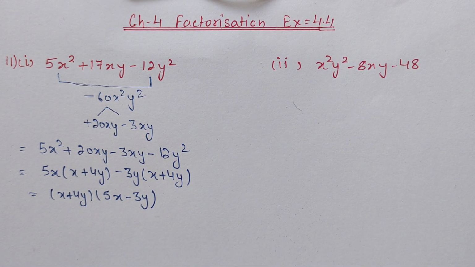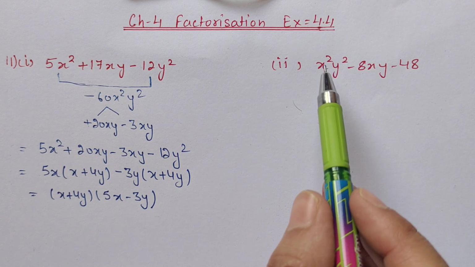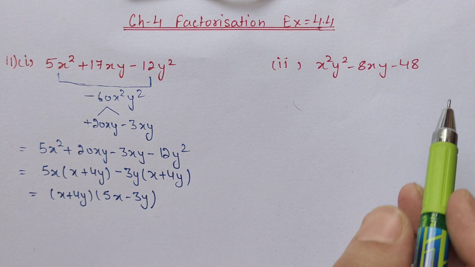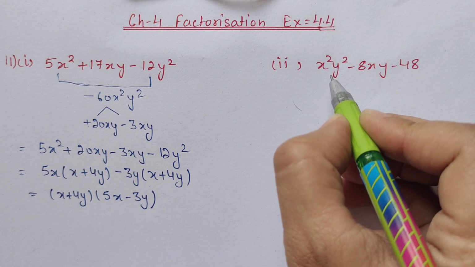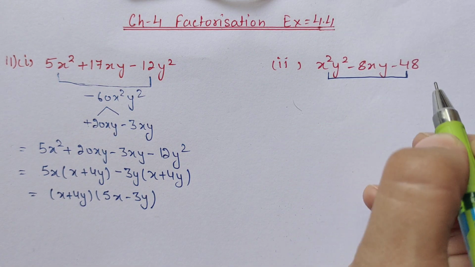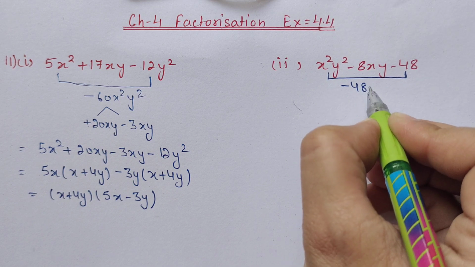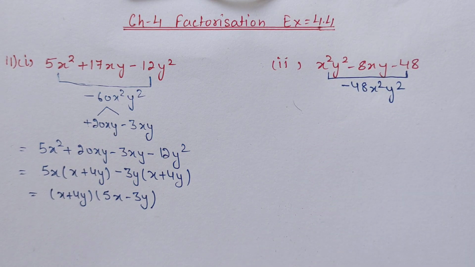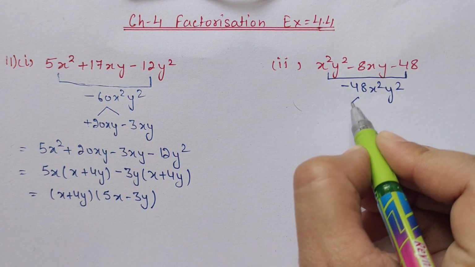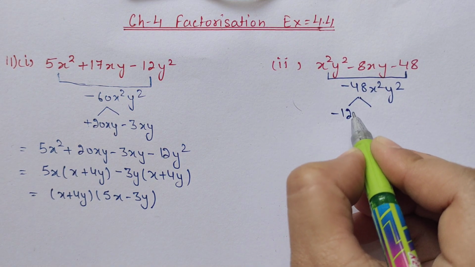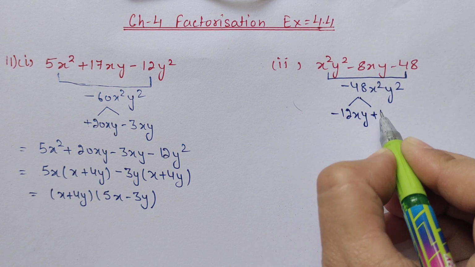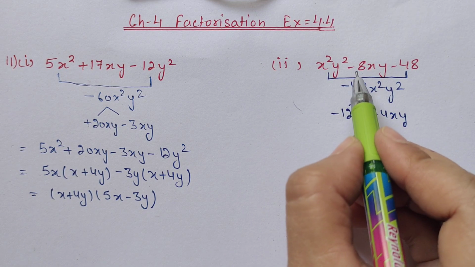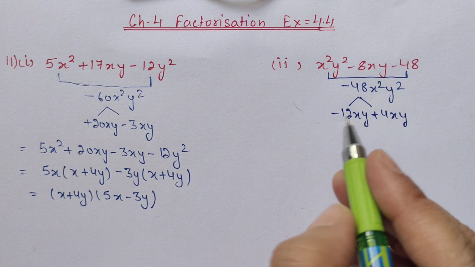Second part, in the same way we will do. We will see one variable, x square, x, and without x. Now first we will multiply first and last with symbol: minus 48x square y square. We have to do the factors of 48 such that after subtraction 8 should come. So we can do 12 into 4 is 48, 12 minus 4 is 8. So minus 12xy plus 4xy, because we need here minus 8xy. So symbol according to that we will keep.